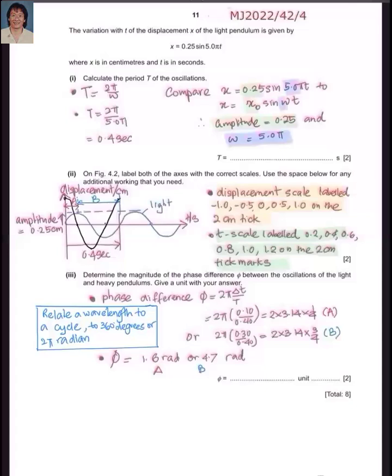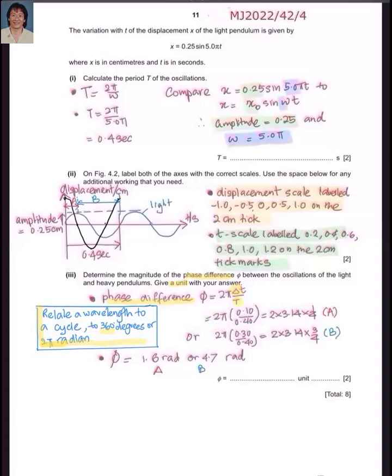In part 3, we determine the magnitude of the phase difference between the oscillations of the light and heavy pendulum. Give a unit for your answer. In order to do this, we need to relate a wavelength to a cycle, that is, to 360 degrees or 2π radian. The formula for phase difference is 2π times Δt divided by capital T. Δt is the time difference between 2 points in phase, and capital T represents the period.